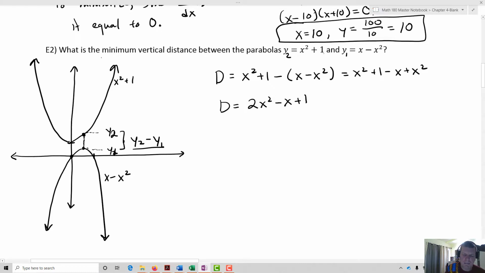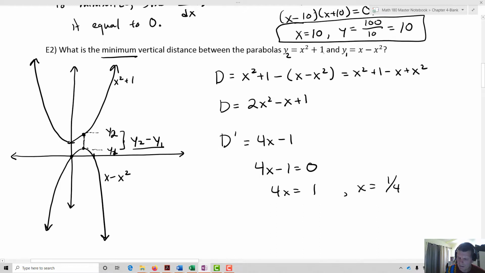Now what do I want to do? Well, I'm looking to find the minimum vertical distance, so the smallest vertical distance between the two. So I'm going to have to find d prime. d prime is going to equal 4x minus 1, and then I'll set d prime equal to 0. 4x minus 1 equals 0. So 4x equals 1, and that gives me that x equals 1/4. Okay, so that's the value of x.